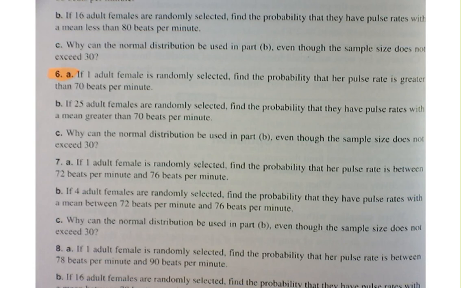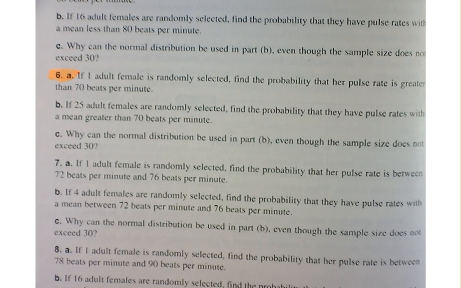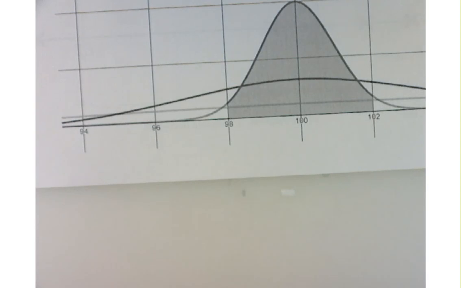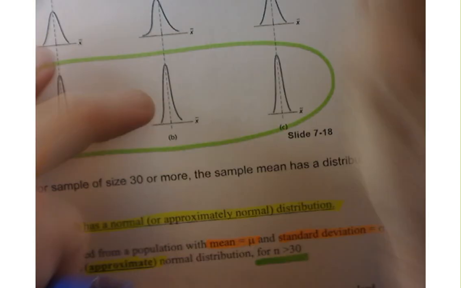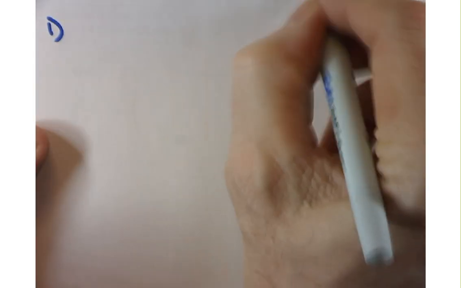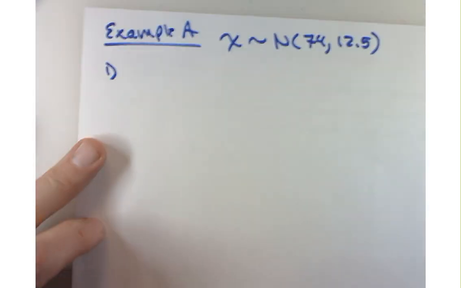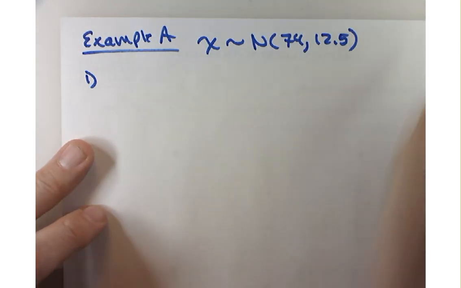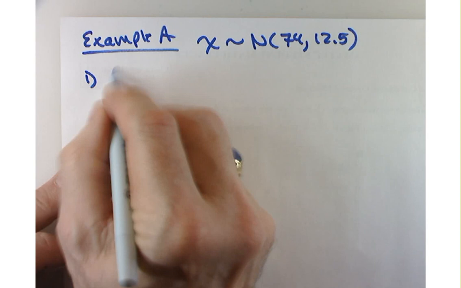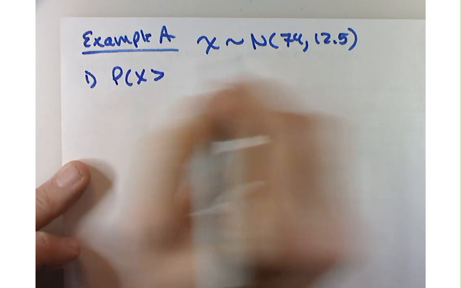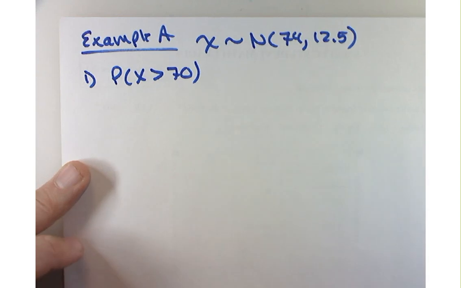So, all right, let's take a look at that, see what we can do. I'm first going to start by writing down the information that the problem started out with. That women have pulse rates with a mean of 74 and a standard deviation of 12.5. So we'll call this example A, part 1. X is distributed normally with a mean of 74 and a standard deviation of 12.5. The first part is asking to find the probability that some value from this distribution is greater than 70. What are the chances of that?